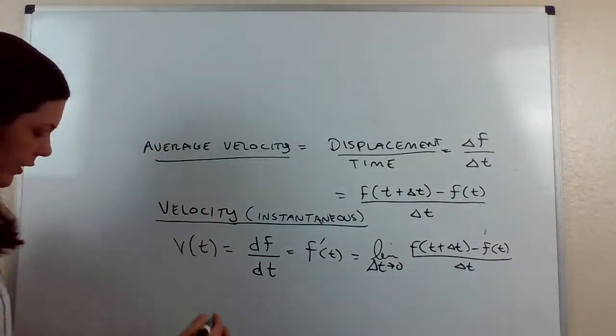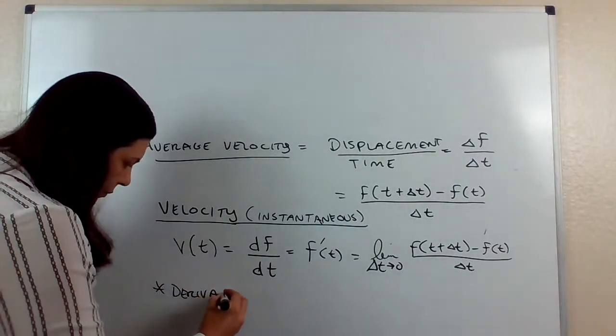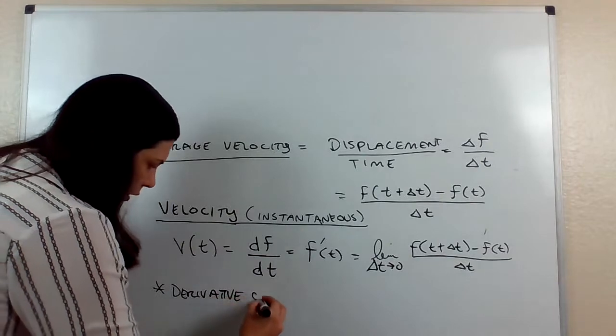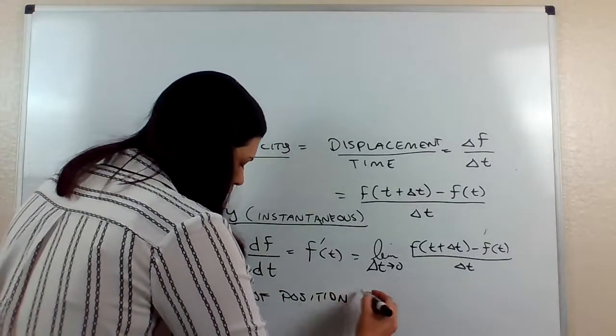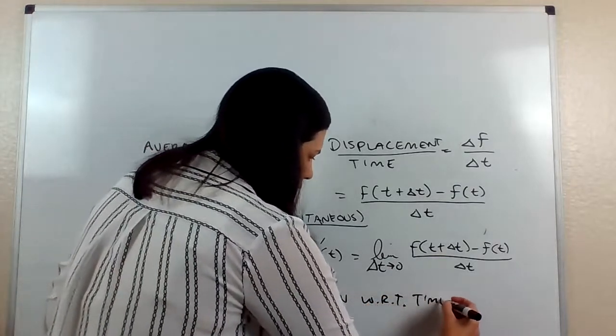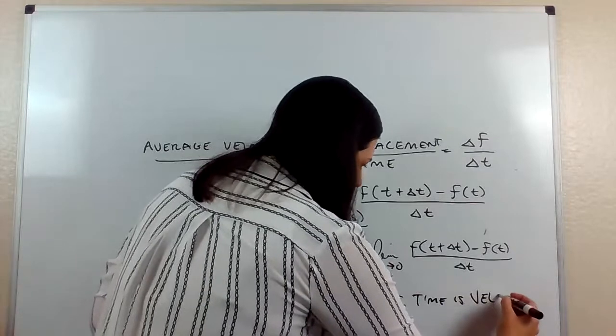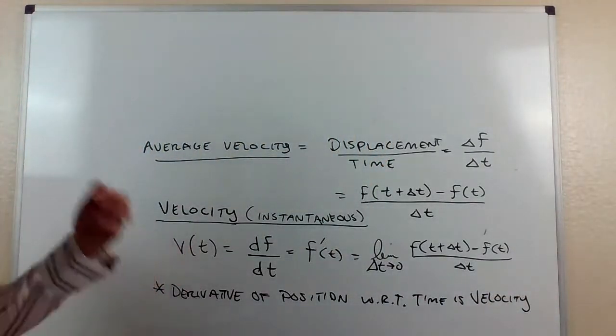So what this says down here, let me just add it right down here. The derivative of position with respect to time is velocity. Okay, so that's what we wrote right here.